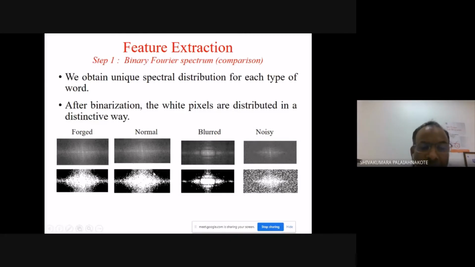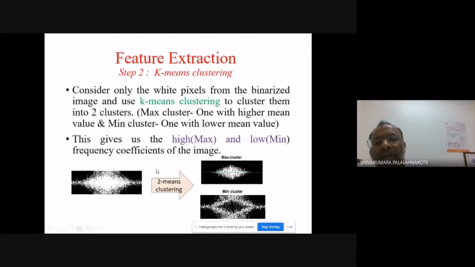Yeah, this is what I'm telling. You need to show properly where the difference is. On what basis are you proposing the features? On what basis are you proposing the methodology?